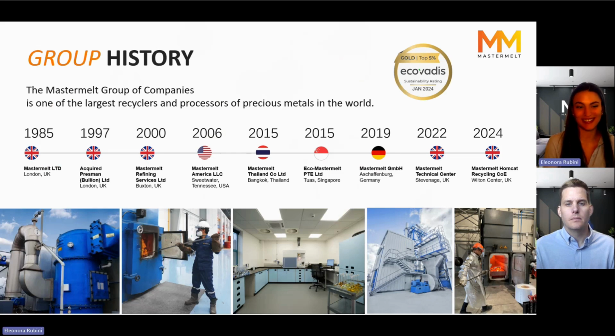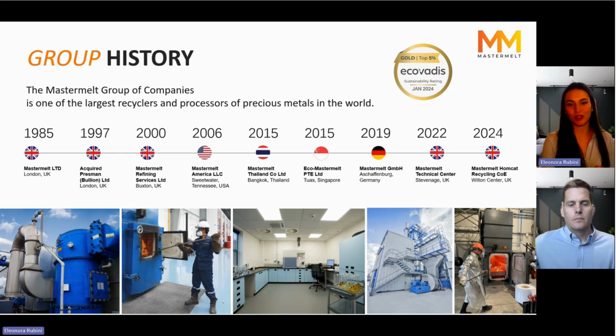Who is Mastermelt? Mastermelt is a company that started in 1985, so we will soon be celebrating our 40th anniversary. And we are now globally present. So it started in the UK, in London, and there are now 4 different sites in England. One site is in Germany, so in the EU. One site is a production site in Singapore for the Asian market. And then we have for the American market also a site in Tennessee, USA.